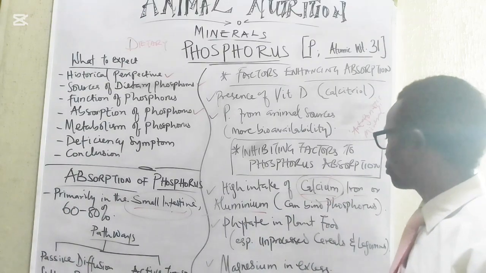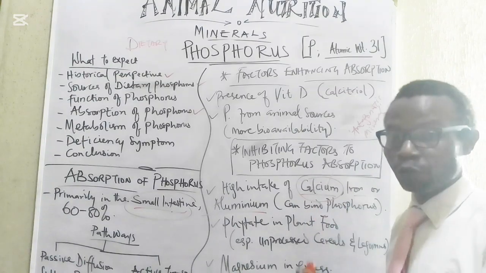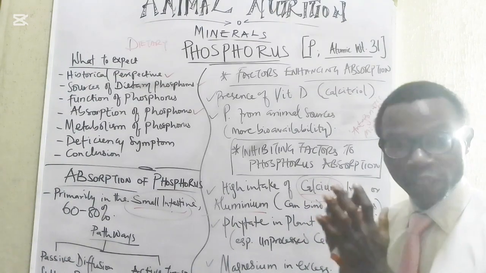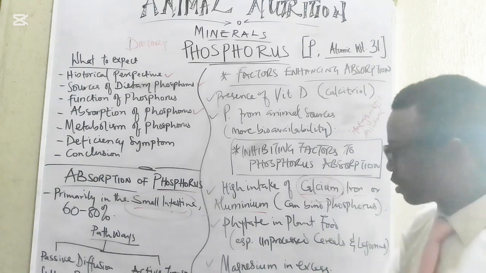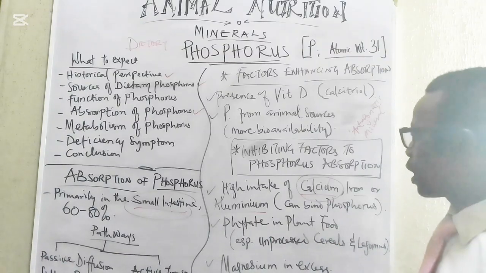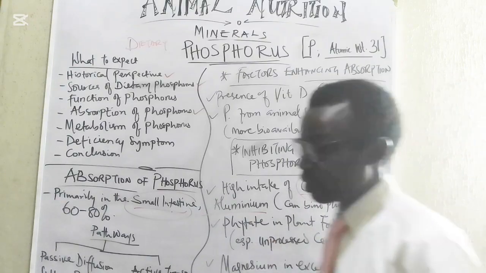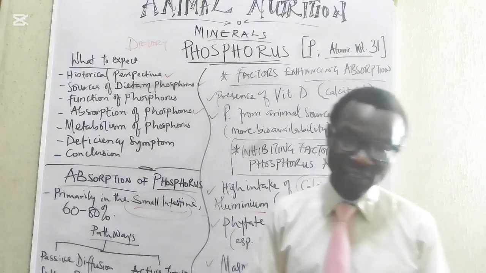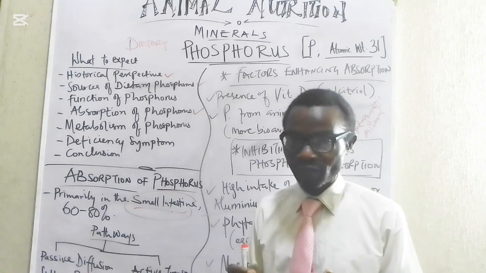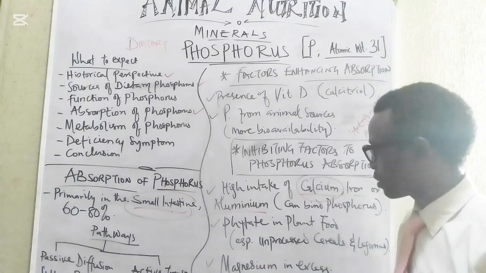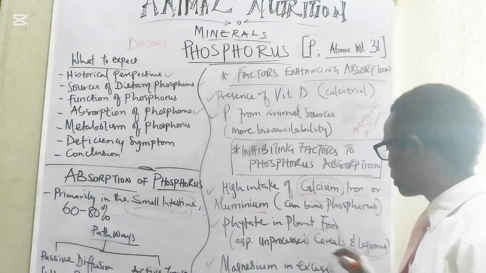So high intake of calcium or iron or aluminum can inhibit the absorption of phosphorus. As a matter of fact, they bind the phosphorus and make it unavailable. Another hindering factor to the absorption is phytates in plant food. I haven't talked about this when we talked about calcium. What is phytate? Phytate is the salt of phytic acid, and it's usually a structural component of plant materials, that is the tissue of plant materials. So phytic acid, especially in cereals and legumes, usually inhibits absorption of phosphorus.